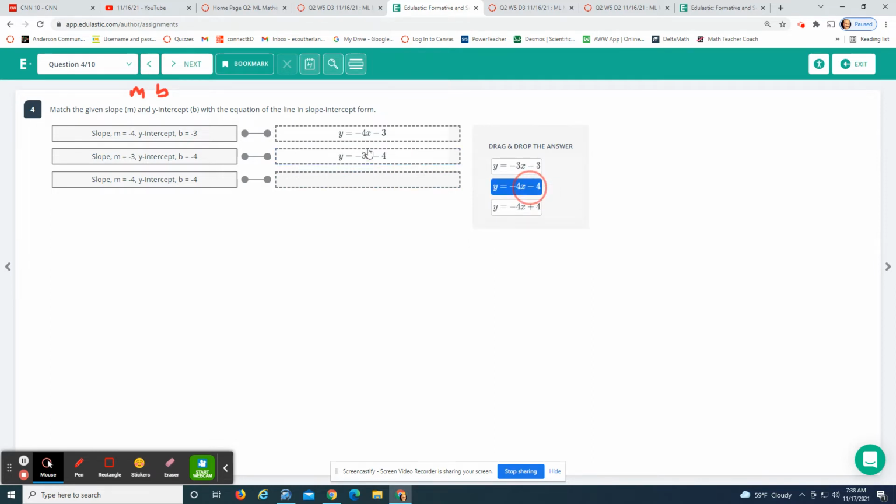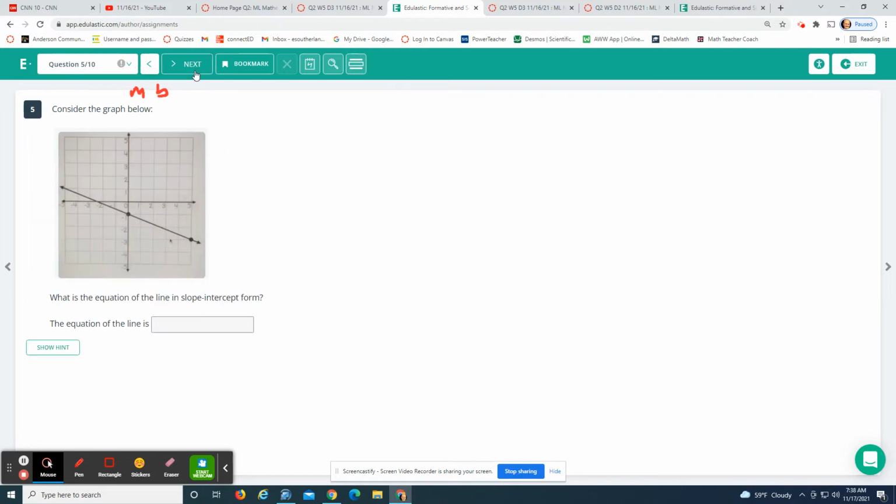And then the last one says slope is -4 and the y-intercept is -4. Well, there's only one left that says -4, which is the middle one here, on mine anyways. And you're just going to click and drag that over. You want to make sure that your slope and your y-intercept match for those. Once you're done, you'll click to the next question.